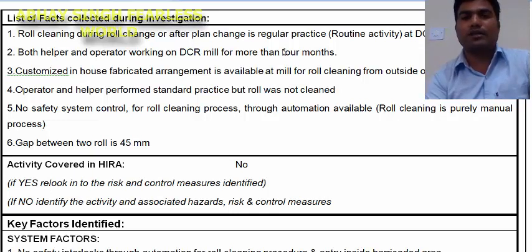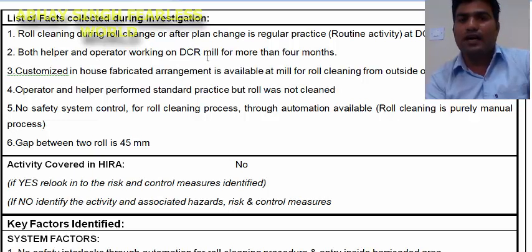Then the list of facts collected during the investigation. What were the facts collected during the investigation? Look here. First of all, roll cleaning during roll change or after plan change is a regular practice, a routine activity at the DSR mill. That means roll cleaning was the regular practice.